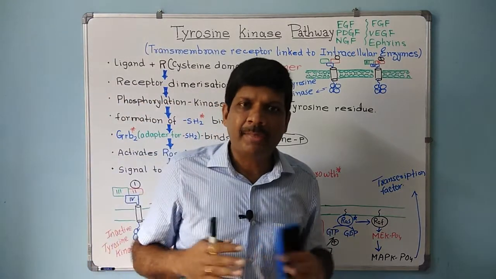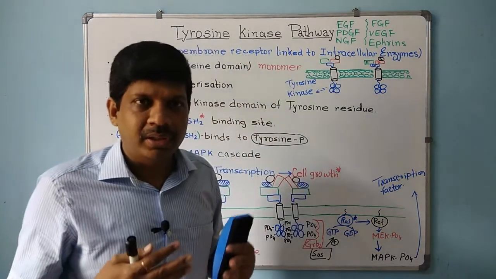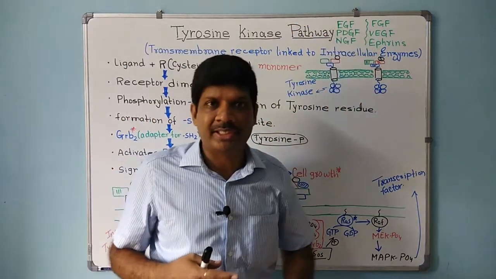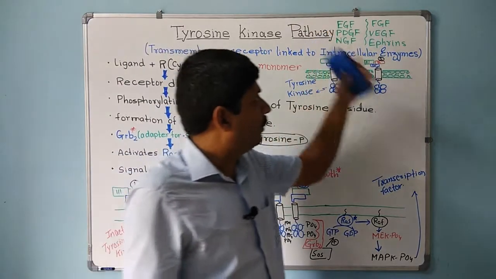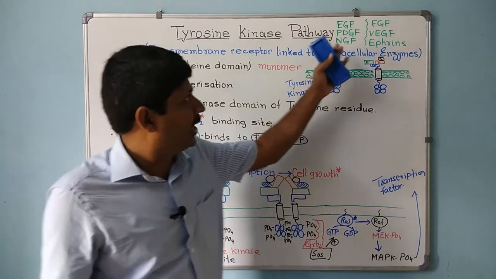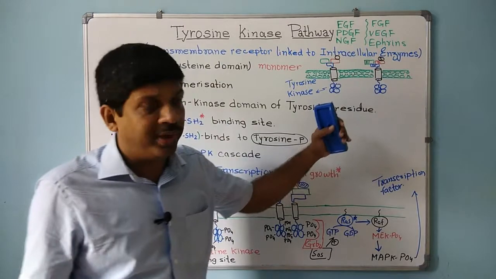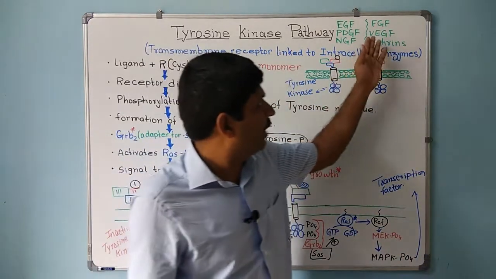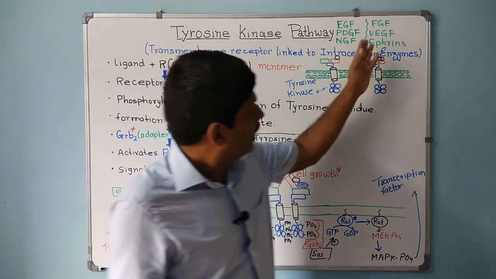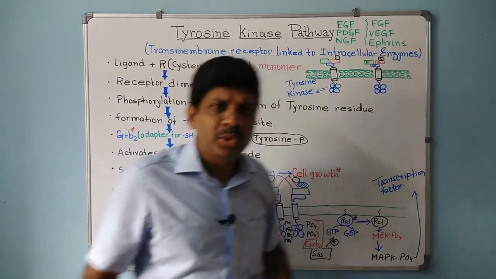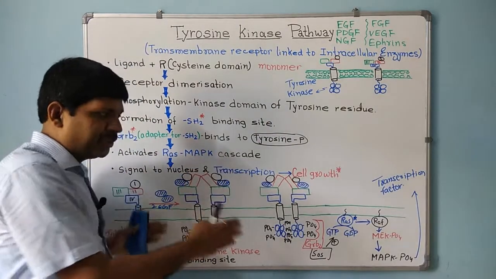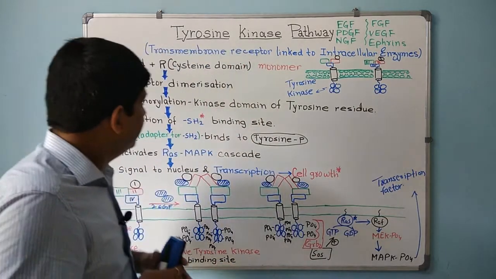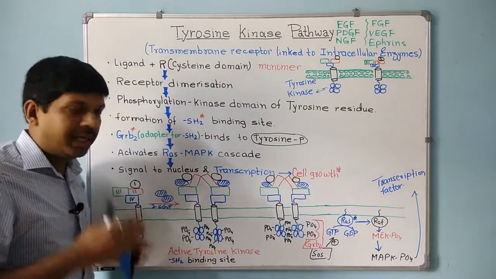The ligand can be of many types. Examples include EGF, which is epidermal growth factor; PDGF, platelet derived growth factor; nerve growth factor; fibroblast growth factor; VEGF, vascular endothelial growth factor; and ephrins. Throughout the explanation of this pathway, I'll be using the example of EGF. So EGF is the ligand here.